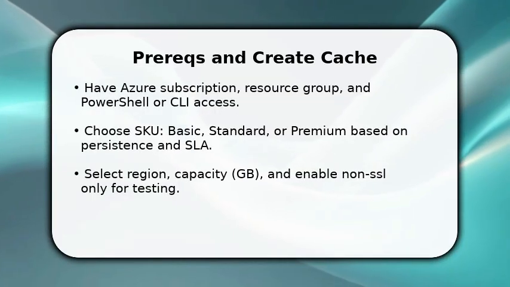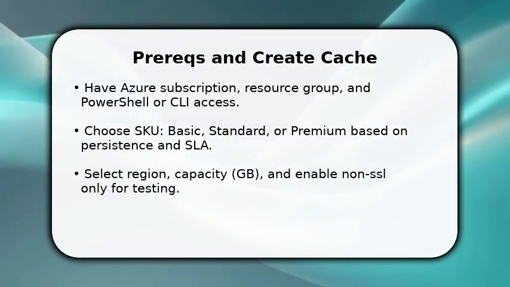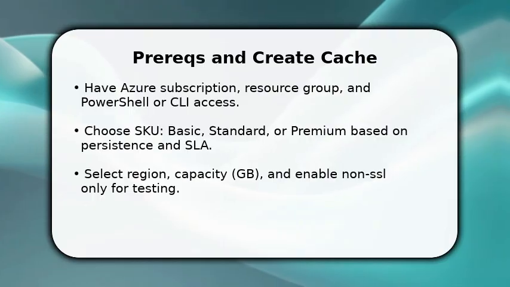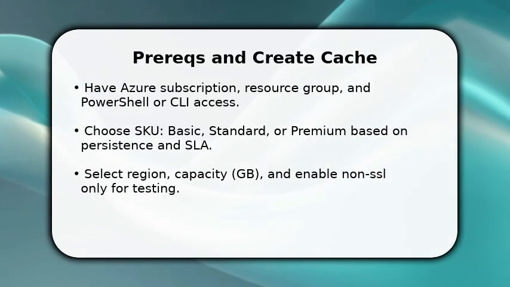You start with two prerequisites: an Azure subscription and permission to create resources. First, open Azure Portal or CLI and create a resource group in the target region. Then create an Azure Cache for Redis instance.